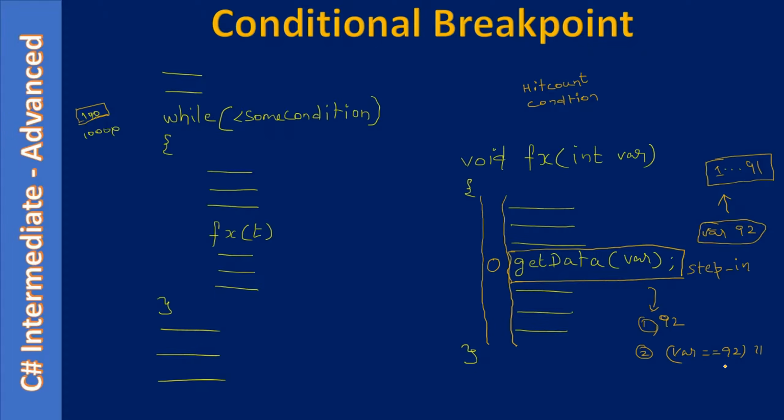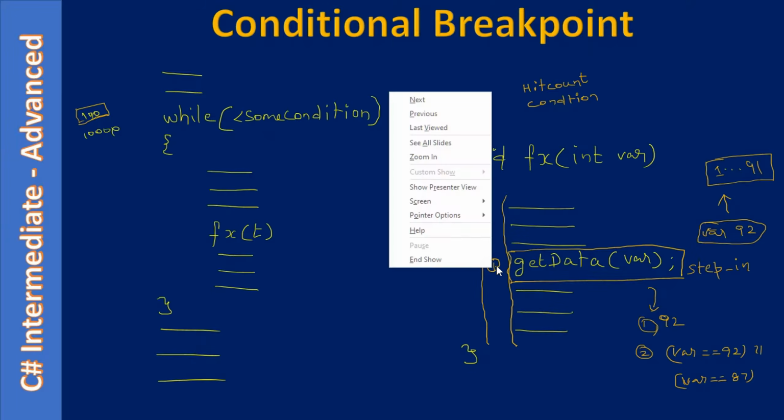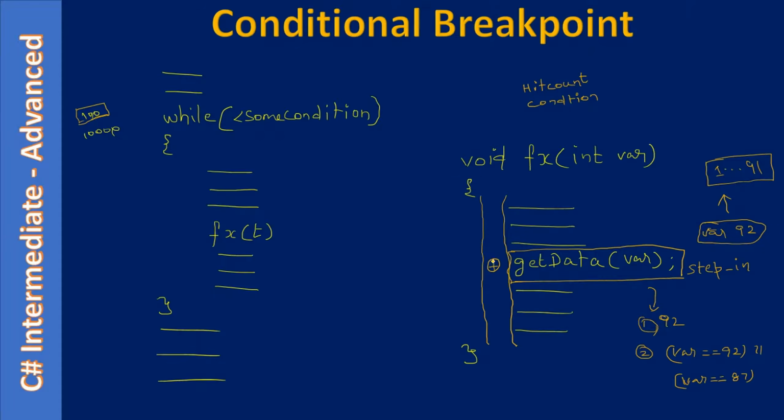That means you want to examine the get data functionality when the variable is holding value 92, as well as when the variable is holding the value 87. So instead of hit count, if you use condition like this, the breakpoint will be hit when the variable is holding the value 92 or it's holding the value 87. So when there is a condition attached to the breakpoint, you will see the breakpoint is appearing with a plus sign in the margin area. So this way you can easily identify that this breakpoint is a conditional breakpoint.